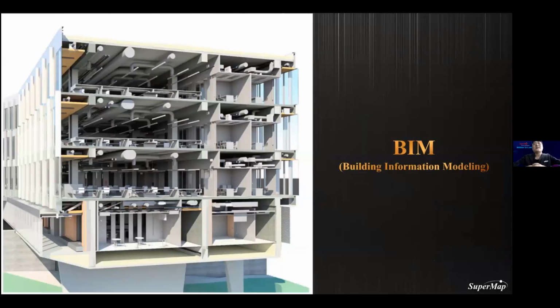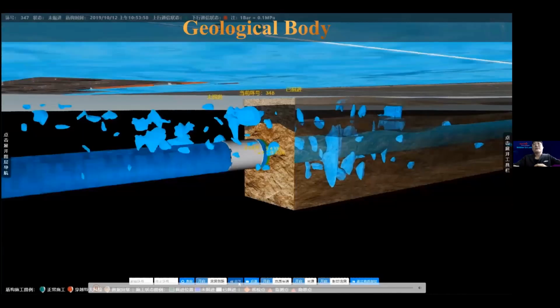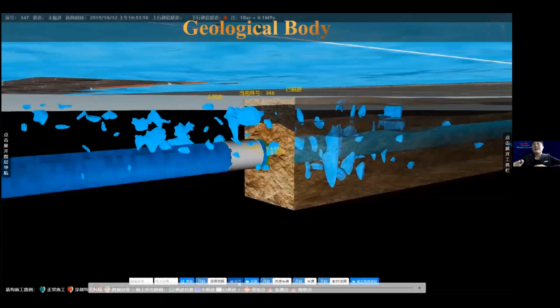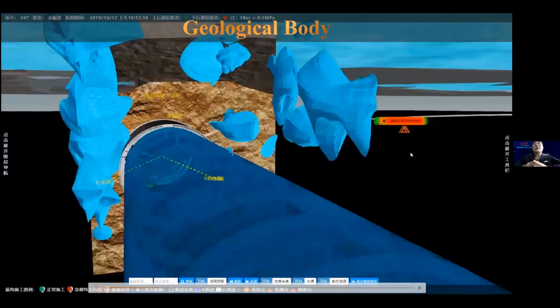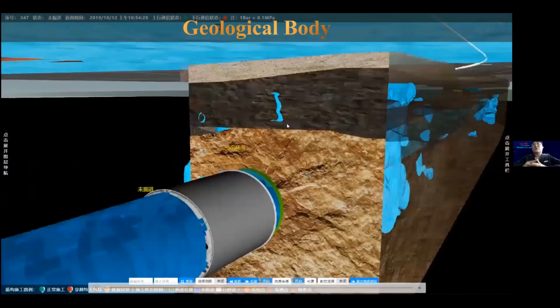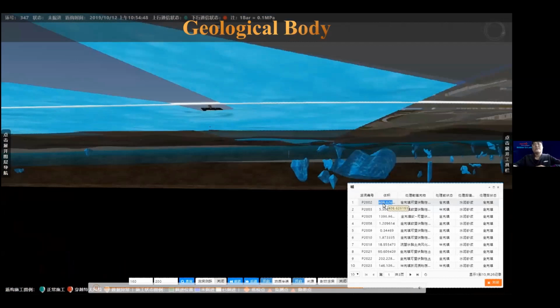Another important data source of 3D GIS is BIM, which is building information modeling. SuperMap can integrate BIM data from different types of BIM software, such as Revit, Bentley, CATIA, and also others like Civil 3D, IFC, and SketchUp. We can integrate the BIM model with a geologic body like this to show the detailed 3D information of this project.